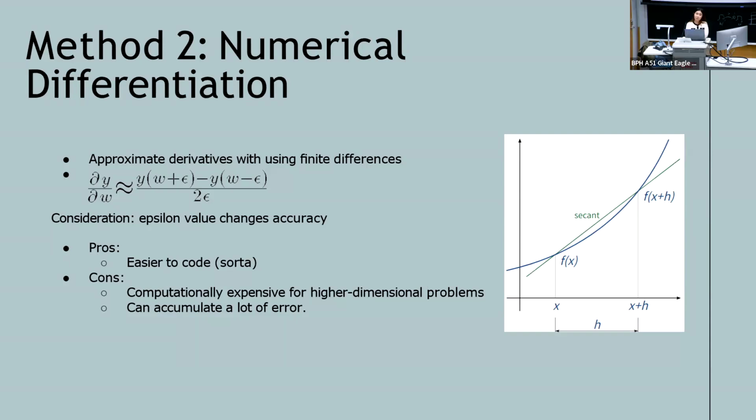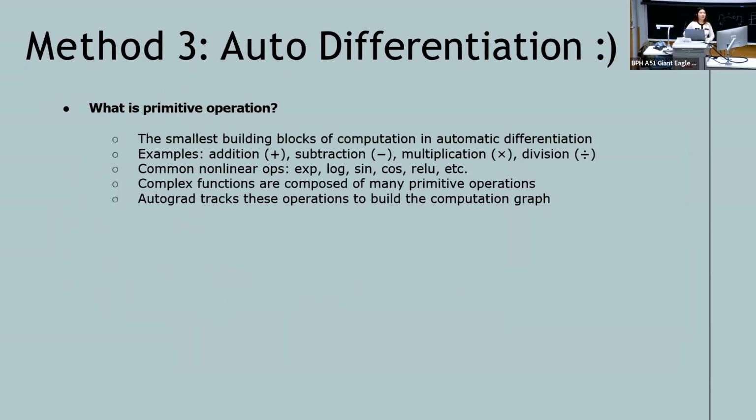Because if it is too big, then definitely we'll lose accuracy. And if the epsilon is too small, it will cause numerical error. And also, it will become very slow and error prone in high dimensions, so that is also not an optimal solution for us. And then for the third method, we come to the auto differentiation part.